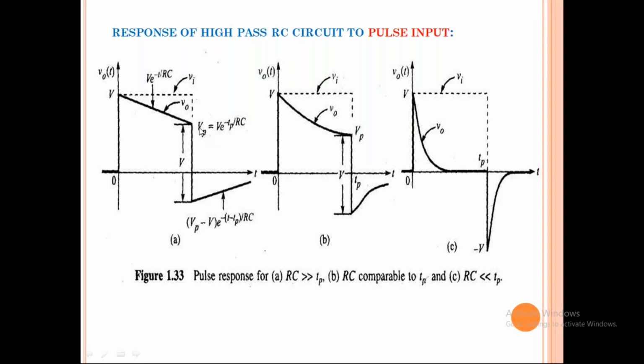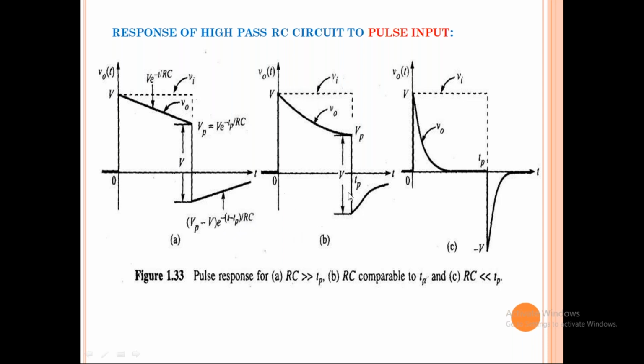At t equal to TP, the pulse duration, the input voltage suddenly falls by V volts. So automatically the output voltage across the resistor also falls by V volts. Why? Because the capacitor voltage cannot change instantaneously. That's why the voltage drop across the resistor, or output voltage, suddenly falls by V volts. So at t equal to TP, the output voltage I am assuming is Vp. Now this voltage will be subtracted by V volts because the input voltage fell by V volts. So Vp minus V into e power minus of (t minus TP) by RC, since TP time is already over. This is the RC far greater than TP condition.